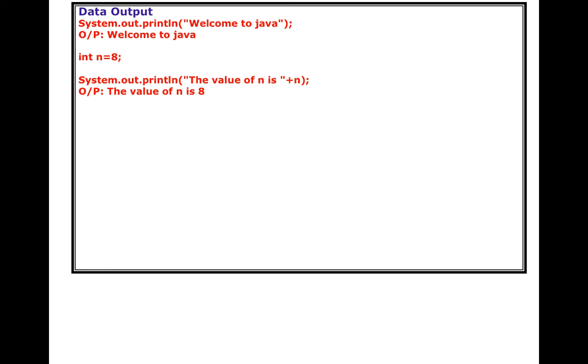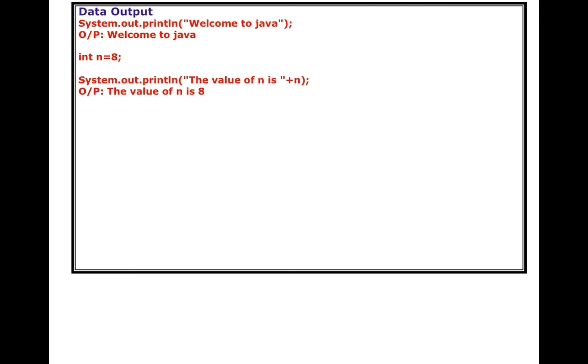Now let's talk about plus, which is the most important thing over here. This plus is called the concatenation operator. I repeat, it is called the concatenation operator. So what the plus symbol will do is, it will concatenate, it will join everything which is to its left with everything which is to its right. So it will join the value of n is with 8 and it will give you this particular output.